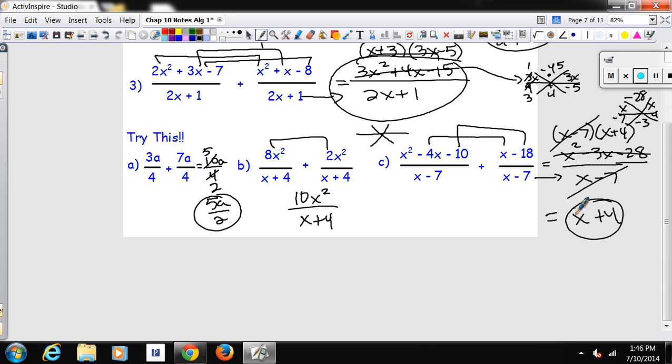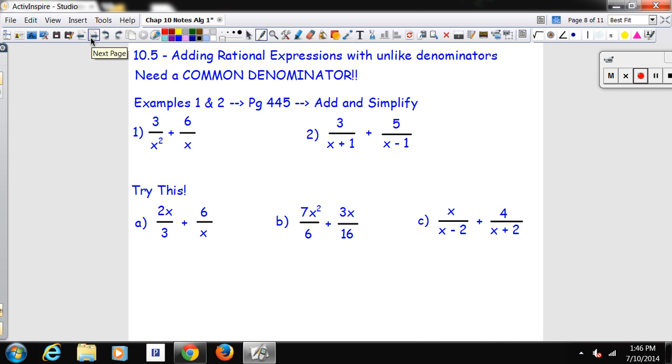That was section 10.4. Now 10.5 is when you don't have a common denominator and you need a common denominator. So in this case, you have an x squared and an x, and you got to find out what would be a good common denominator, and in this case, it would be x squared. You got to be looking at the bigger number as possible denominator. This is already x squared, but this one you're going to need to multiply by x so that you would get x squared. So you're going to get a 3 plus a 6x over the x squared, and that would be done.